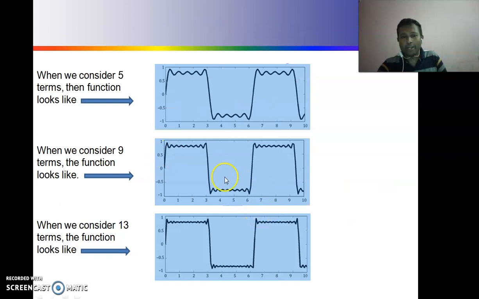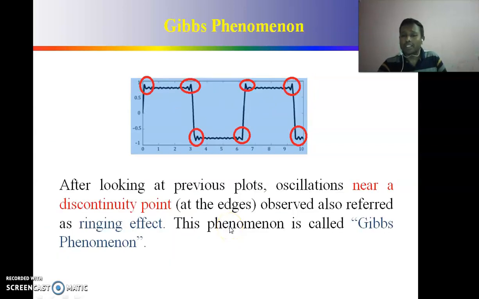Now here, how many terms have we used? 13. If we go on further increasing the terms, we will still observe this ringing effect. That is what it means. And remember that the Fourier series is an infinite series with an indefinite number of terms. Since we cannot calculate all the infinite number of terms practically, we have to stop at some point, and this truncation of the number of decomposed terms leads to the Gibbs phenomenon.